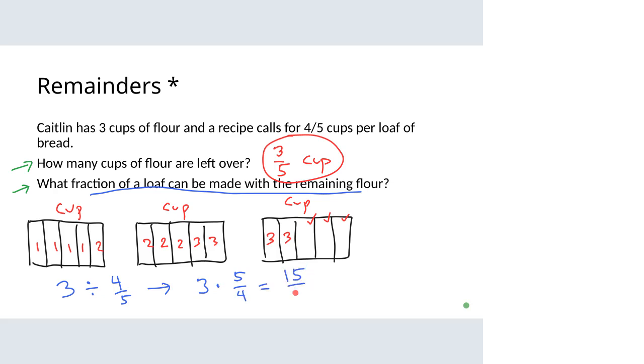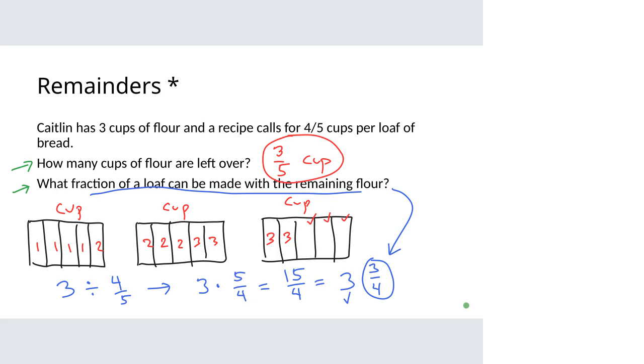Division is the same as multiplying by the reciprocal. That's 15/4, which we would rewrite as a mixed number. It would be 3, and let's see, 3 times 4 is 12, so that leaves 3/4. So again, we see she can make 3 loaves, and the fraction of a loaf that can be made with the remaining flour, that's what this remainder gives us. She can make 3/4 of a loaf with the flour that she has left. The key here is the remainders we get are different, and they have different meanings.